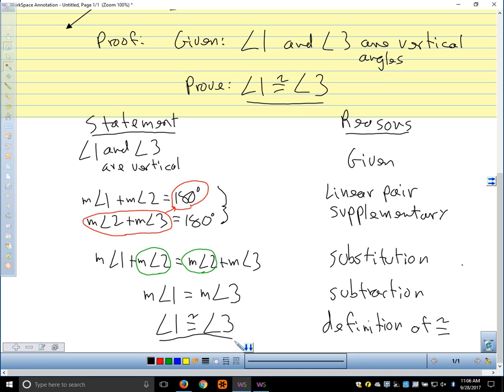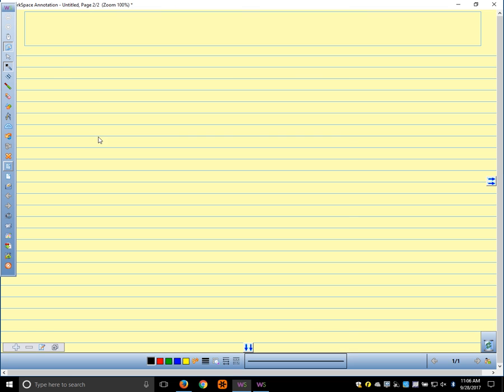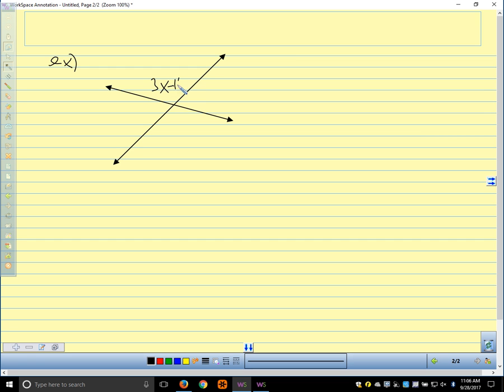Okay, so the kind of problem now that you might see, that the book might do, what happens in geometry, especially in our book, is they turn these theorems into ways for us to do algebra problems. So let's look at an example of that. You might see this as a homework question. That's 3x minus 10, and this is 2x plus 12, and it will say find x.